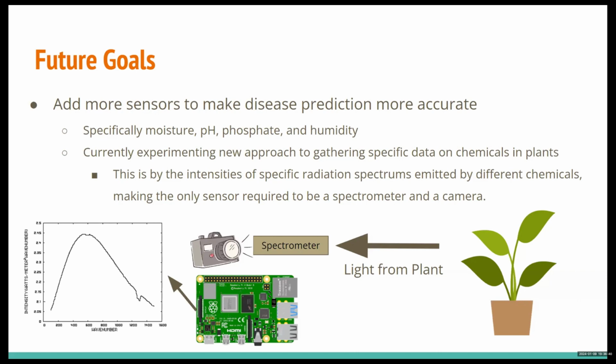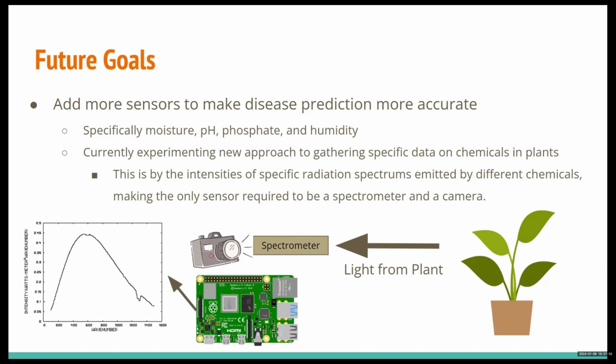So we're planning on adding moisture sensors, pH sensors for acidity, specific chemical sensors like phosphate, and also humidity sensors, because sometimes the problem might not be a disease, but could be a nutrition problem. So to make our device more compatible with real life situations, we're planning on adding these other sensors. Also, we're currently experimenting and designing a new approach to gathering data on specific chemicals.